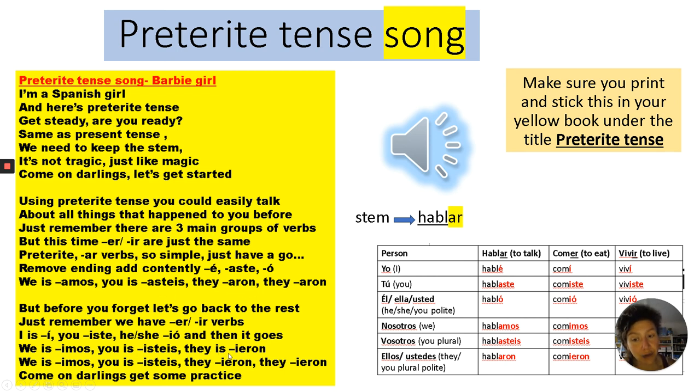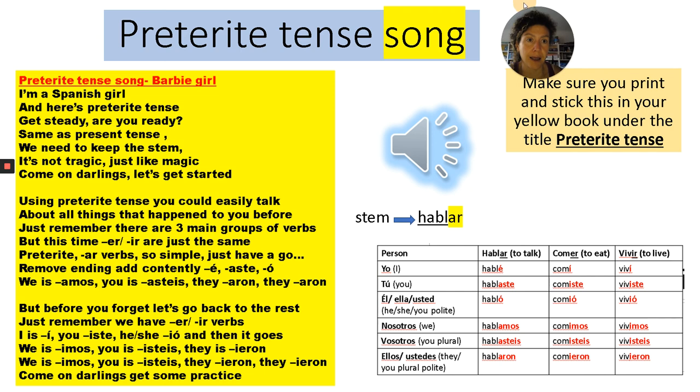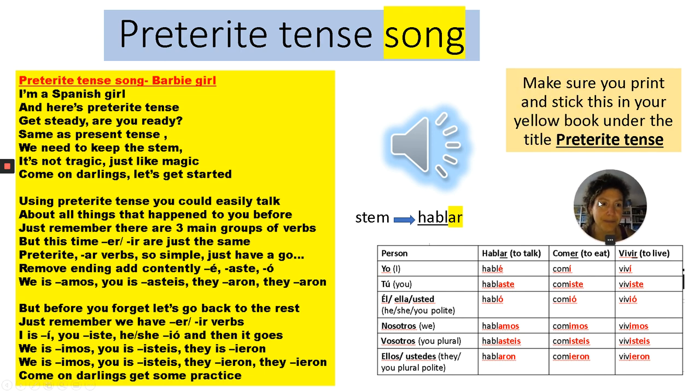Okay, and then the second group, we said that ER and IR verbs go together. So again, we've got í for I, iste for you, ió for he or she, imos for we, isteis for you, and ieron for they. Okay, this you is the you plural. But you will be able to listen to this.